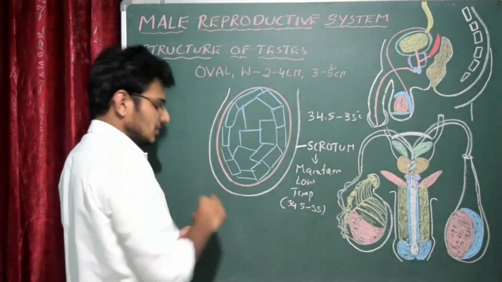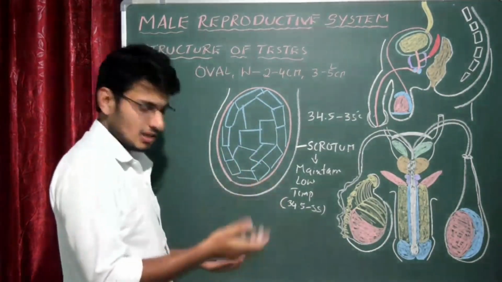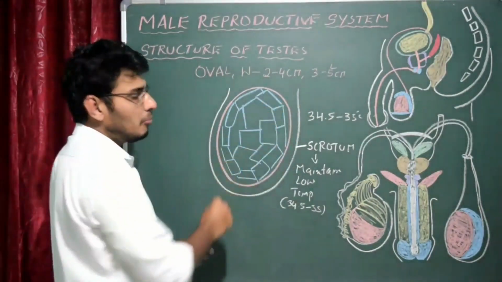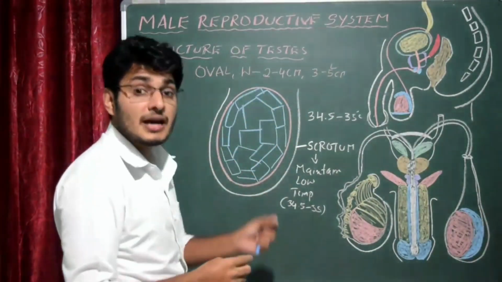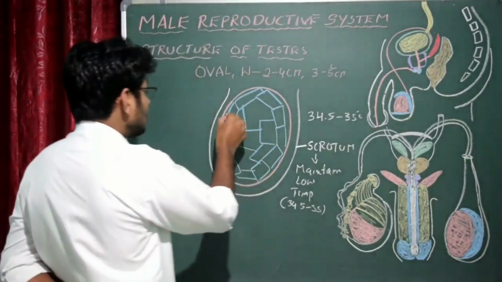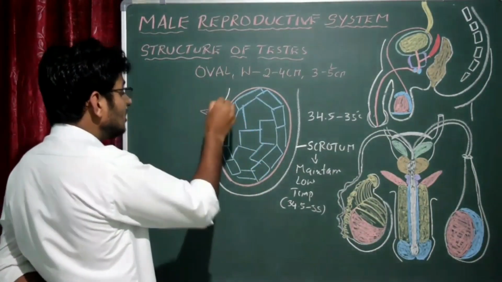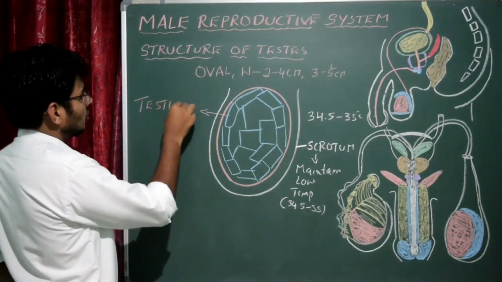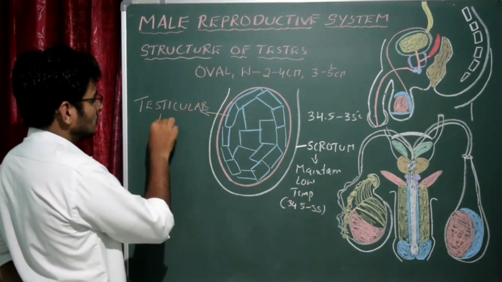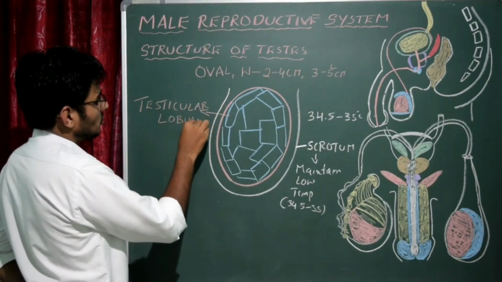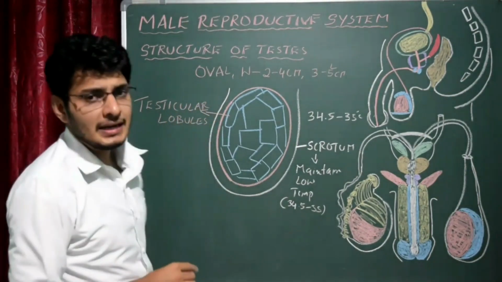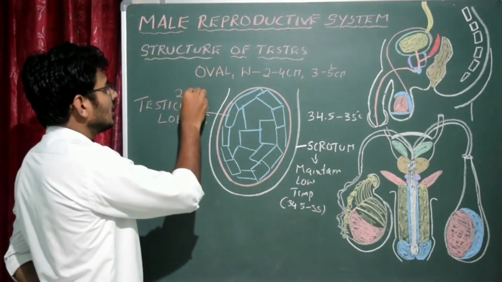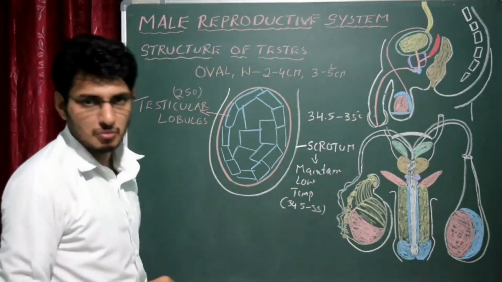Now let us look into the testis. I have already told you the external structure of the testis. Let us see what is there inside. If you take the TS of the testis, you can see many compartments, around 250 compartments. Let us name each compartment. These compartments are called testicular lobules. So each compartment is called a testicular lobule. Approximately 250 testicular lobules will be present within one testis.